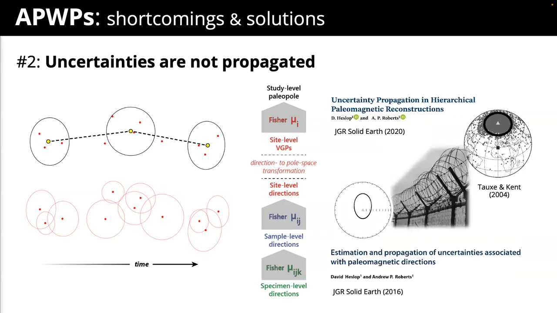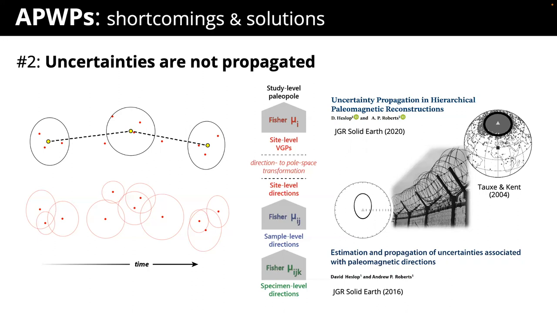So there's actually some really interesting and quite complementary work that has been done by David Heslop and Andrew Roberts in a couple of papers that I don't have time to go into the details of, but they're putting together some very interesting techniques where they're able to propagate analytically the uncertainties upwards from the measurement level up to the site level, and then again from the study level into the apparent polar wander path. But there's a brick wall in between, or a razor wire fence, which is this direction to pole space transformation, which completely mucks up the capacity to analytically propagate Fisher uncertainties upwards.